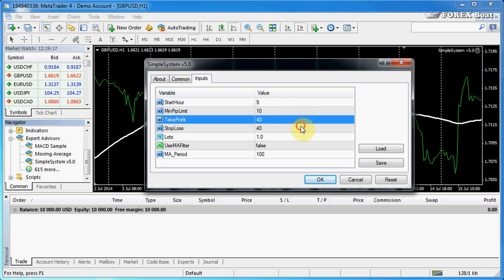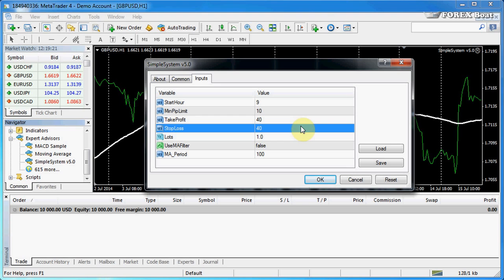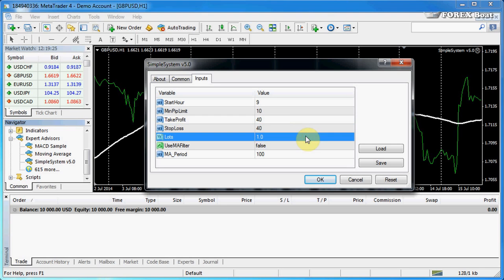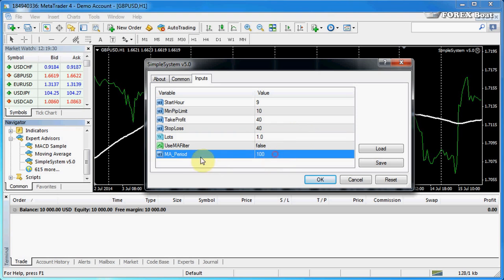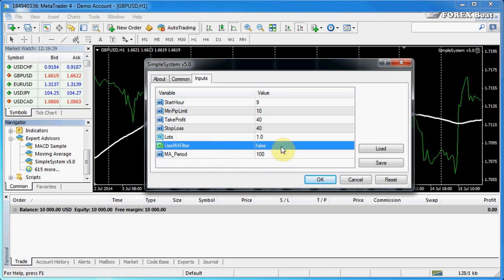The take profit and stop loss are pretty self-explanatory. Lots is a parameter which allows you to control the volume of your transactions. MA period and use MA filter is something we'll discuss now. So MA period was introduced in version 2.0, which was also developed in the Algorithmic Trading for Beginners course. However, use MA filter is a switch which was not available then. It's only available in version 5.0. The best way to describe these two parameters is to have a look on the chart.